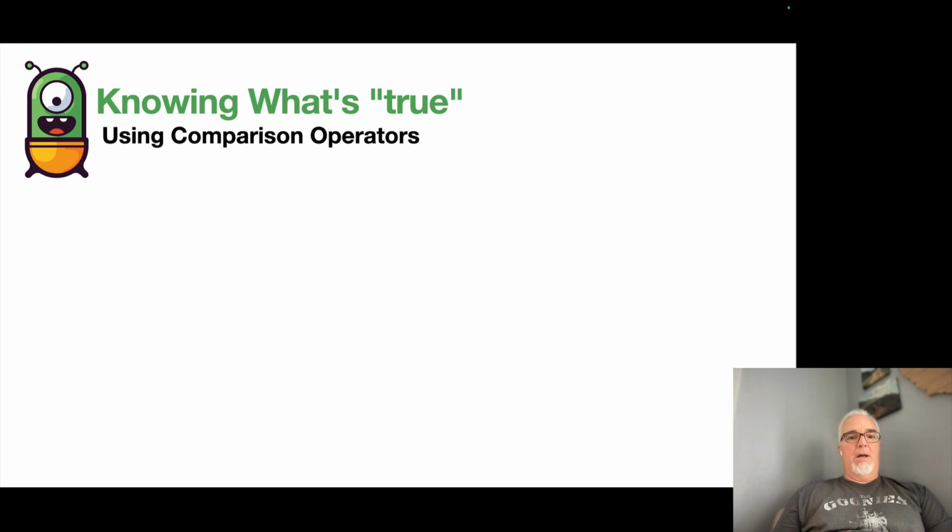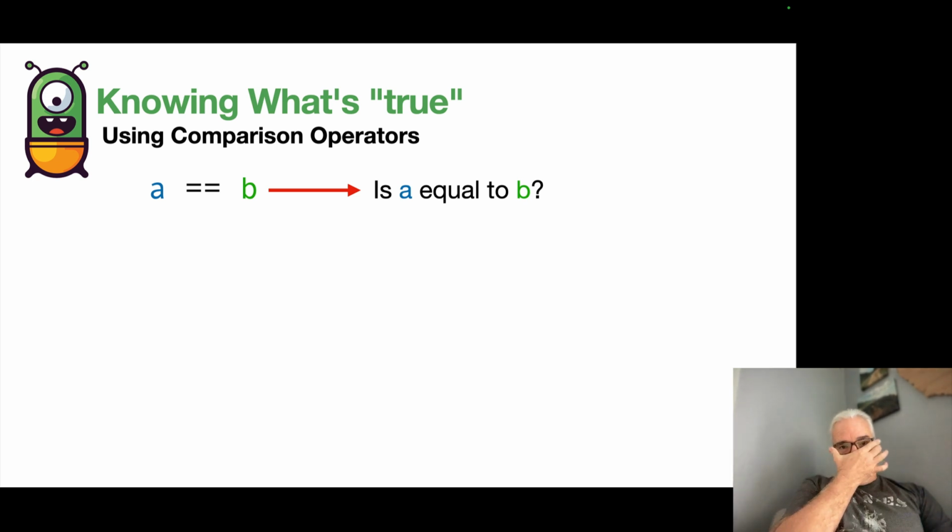So knowing what's true, a lot of times we are using comparison operators to say, is this true or is it not? So let's look. So we have A equals B. If A is 5 and B is 5, then they're equal and they're true. When we see two equal signs, we're saying, is A equal to B? Now, if we have one equal sign, we all know that that's an assignment operator, and we're saying A is equal to B. But when we have two, we're saying, is A equal to B?